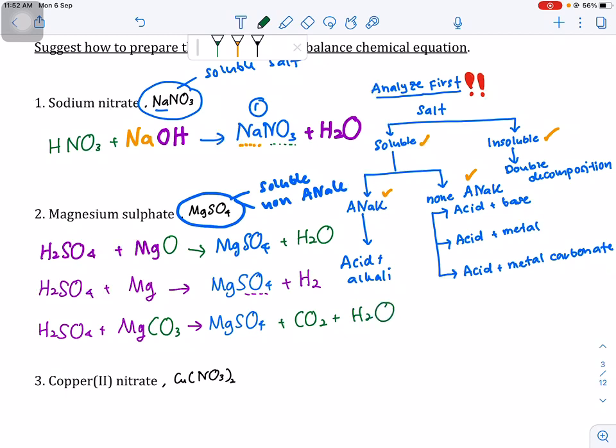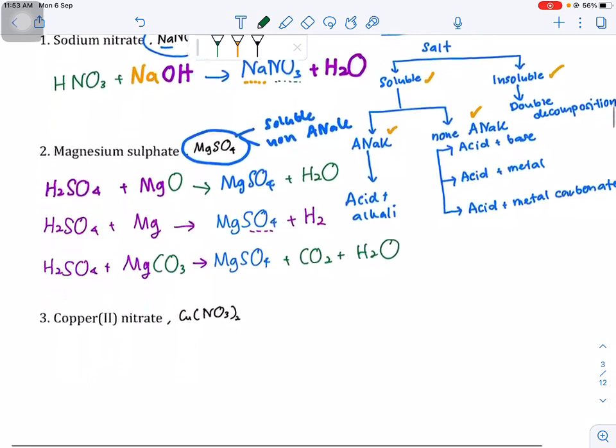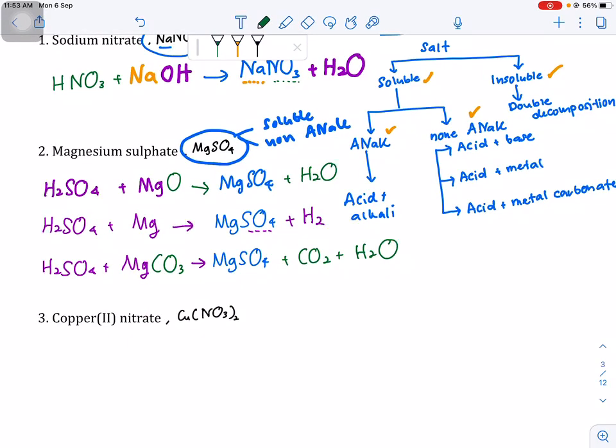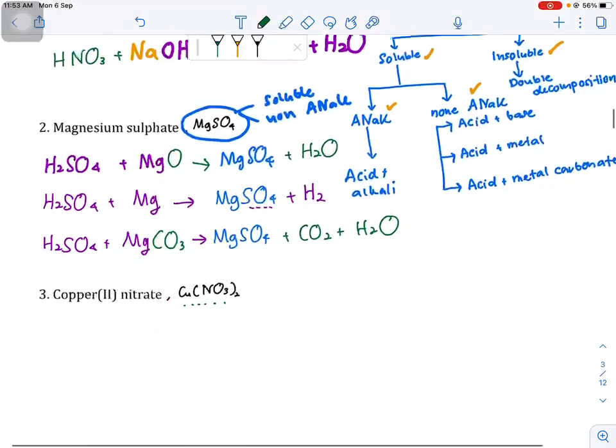So as a conclusion, we have three possible chemical equations to prepare magnesium sulfate. You can choose either one. But for the sodium nitrate, only one. How about copper nitrate? Can we have 3 or 2 or 1? So you need to discover about this. Good luck. And check with your teachers how many chemical reactions to prepare copper nitrate.